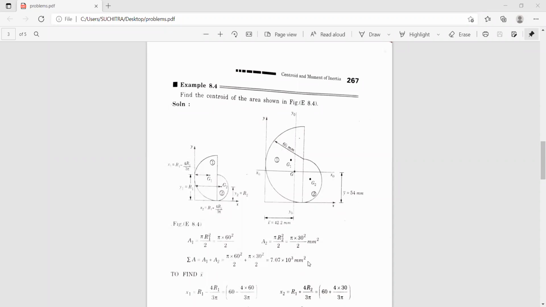So the units are very important. As soon as you arrive at the answer, you have to write the corresponding units. The unit of area is millimeter square.